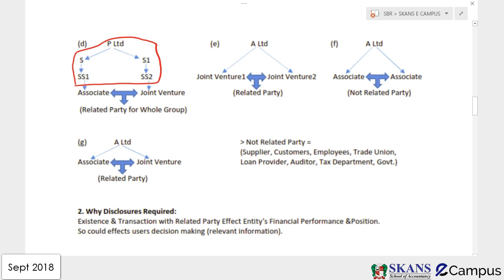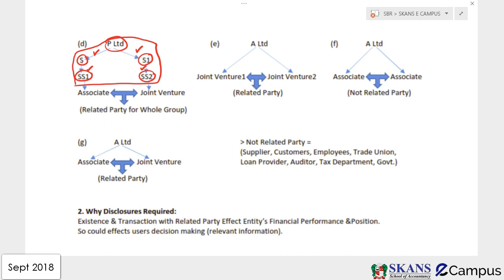And what is group? Parent and all its subsidiaries. So we'll say that member of each group, I'm saying member of each group, is a related party to each other. It means for S1, SS1 is a related party. For SS2, S is a related party. For S, S1 is a related party. For S1, SS2 is a related party. And P is obviously a related party to each. So each member of a group is a related party to each other.